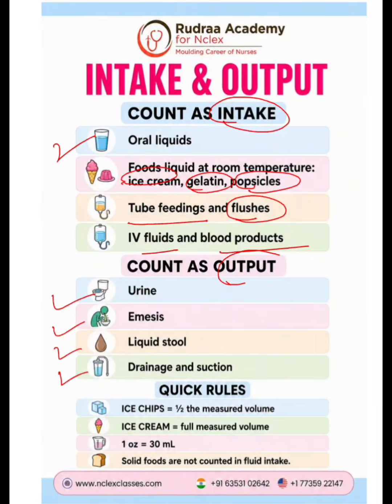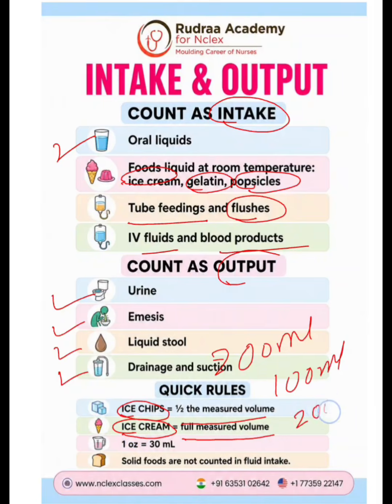Now very important thing to keep in mind. Whenever you are documenting intake, ice chips, if the patient has used, will be documented as 50% of the measured volume. What that means is if the patient has used 200 ml of ice chips, then we are going to document 100 ml as intake. For ice cream, full measured volume will be documented. Meaning if the patient has taken 200 ml of ice cream, we are going to document 200 ml as intake.